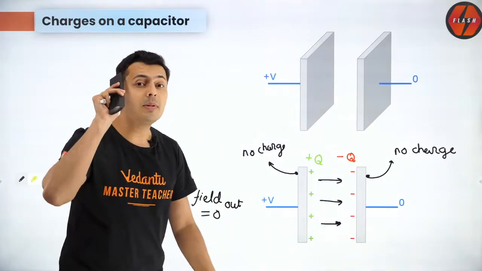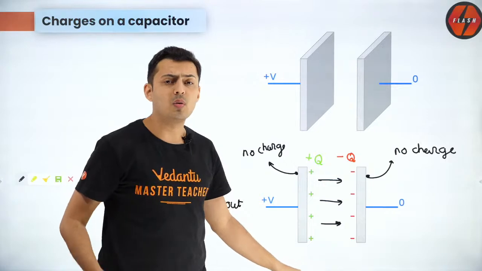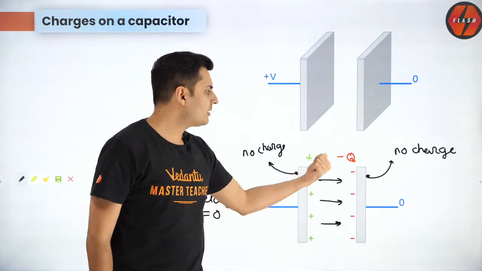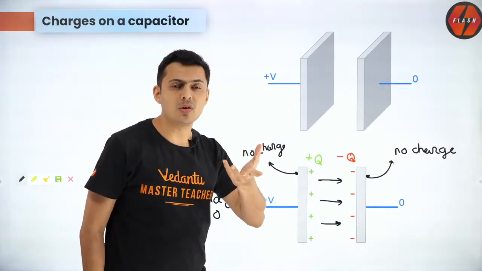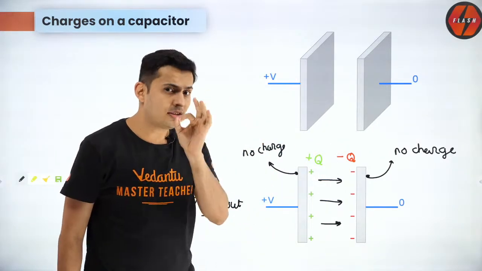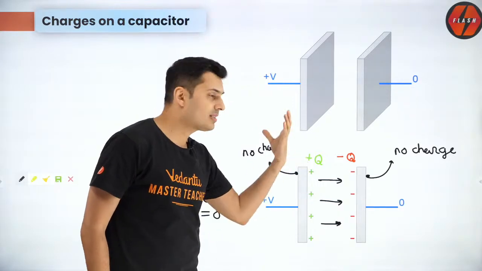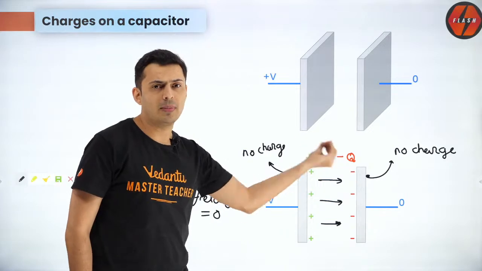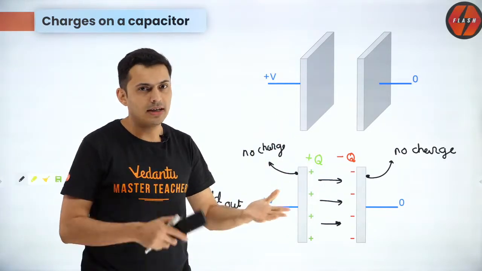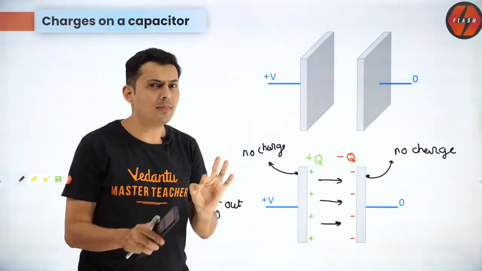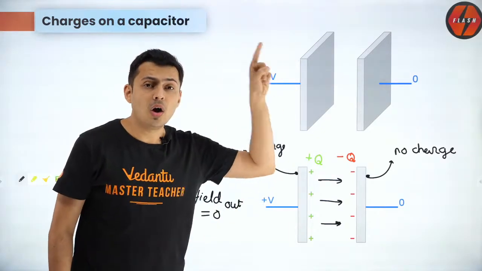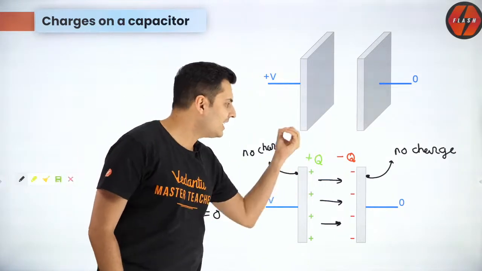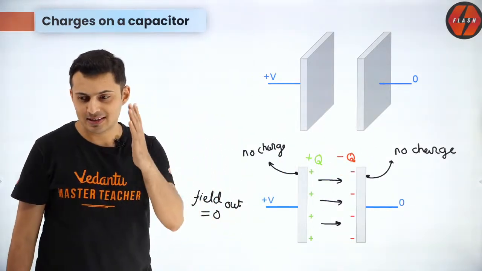So guys, remember one thing, if somebody asks you what is the charge stored on a capacitor, don't say, oh, Q is there, minus Q is there, so total will be 0. No. The charge stored on a capacitor means the magnitude of the charge on any one of the plates. It will be either Q or minus Q. Basically the mod of that, so it will be just Q. But if somebody asks you what is the total charge on both the plates of the capacitor, then the answer will be obviously 0. I hope this is clear.